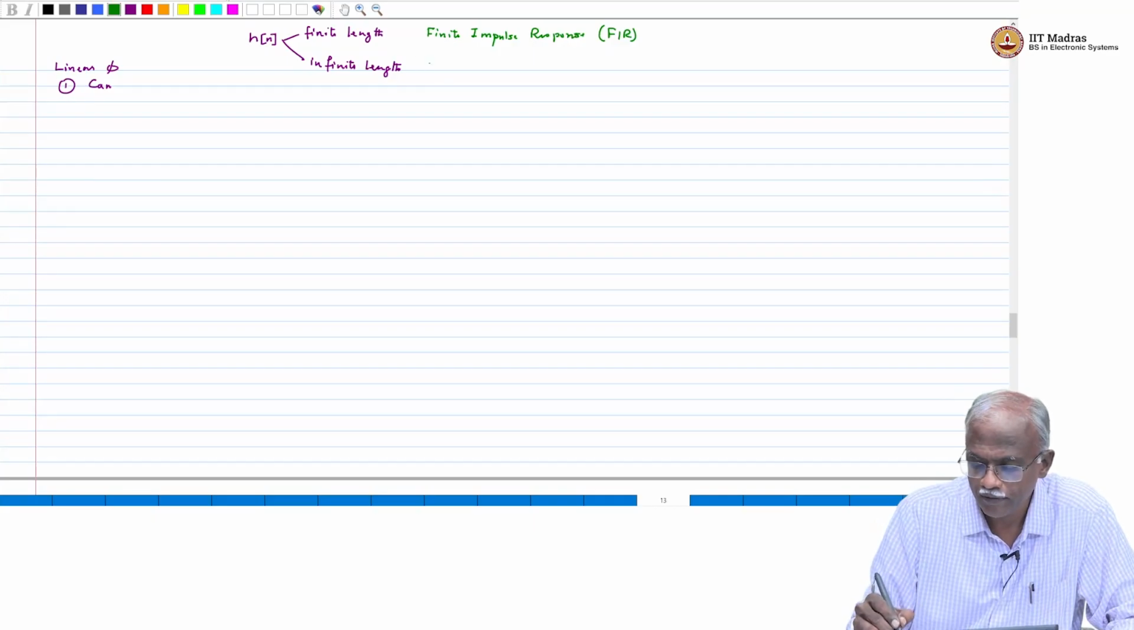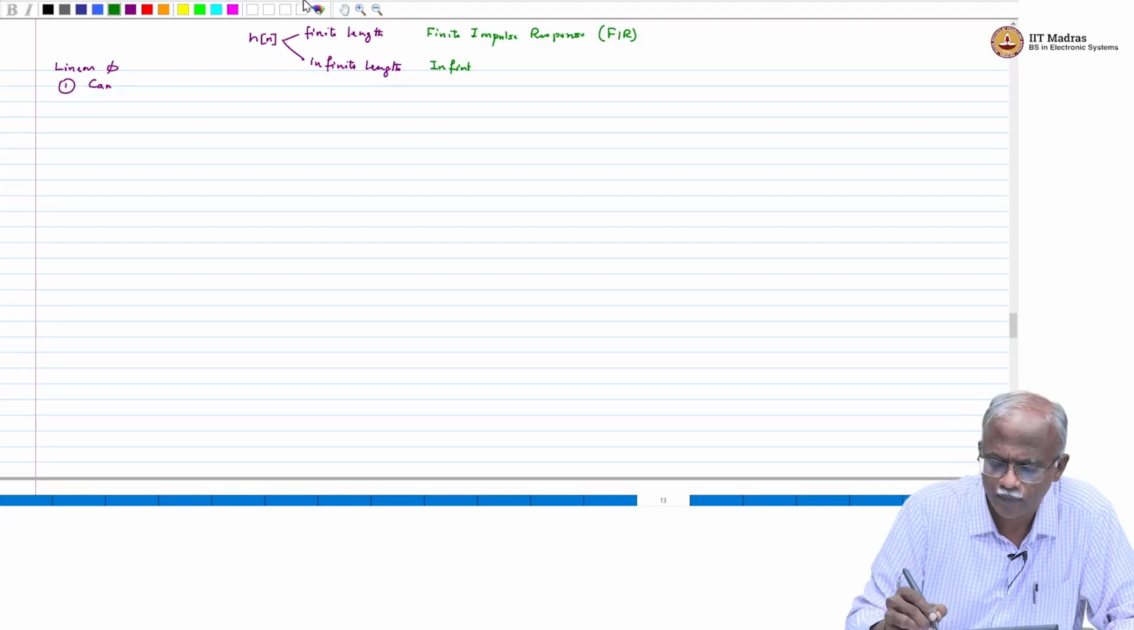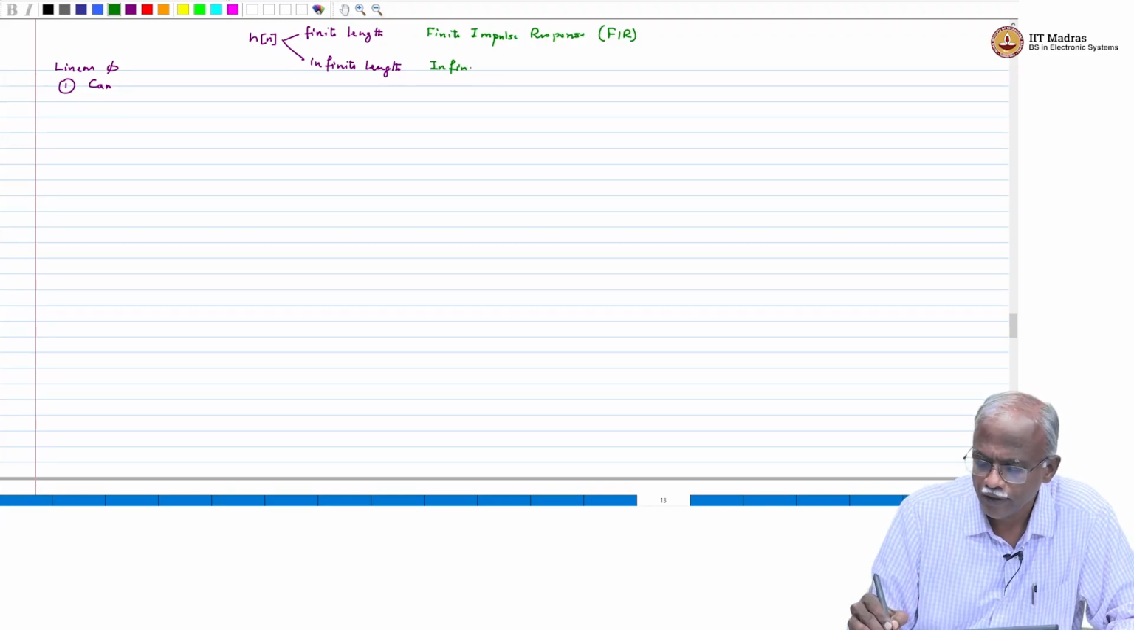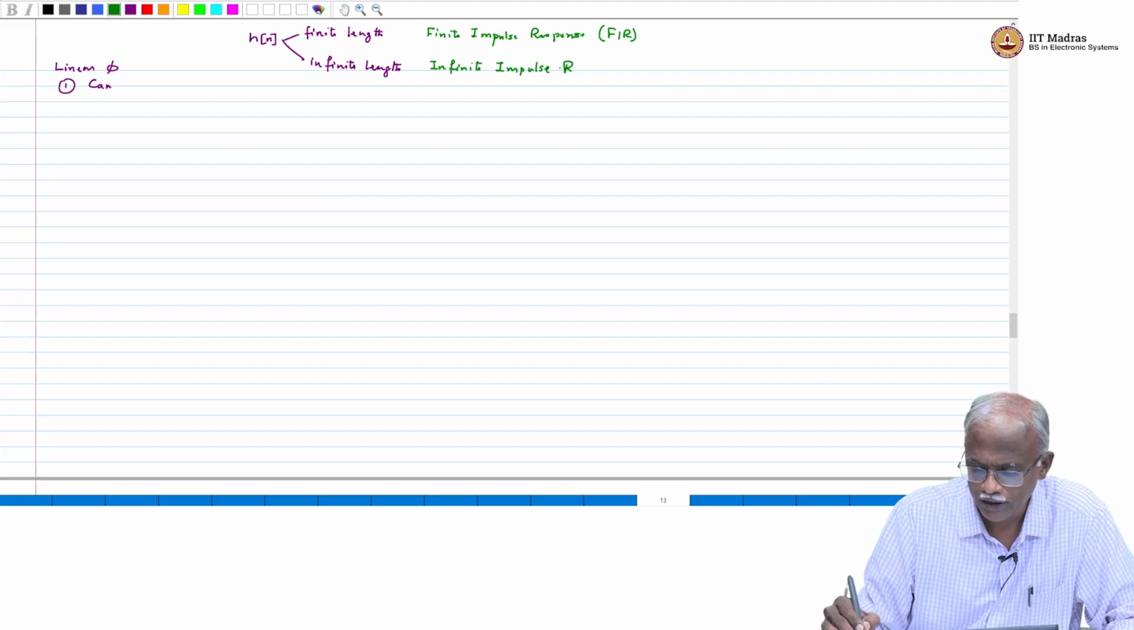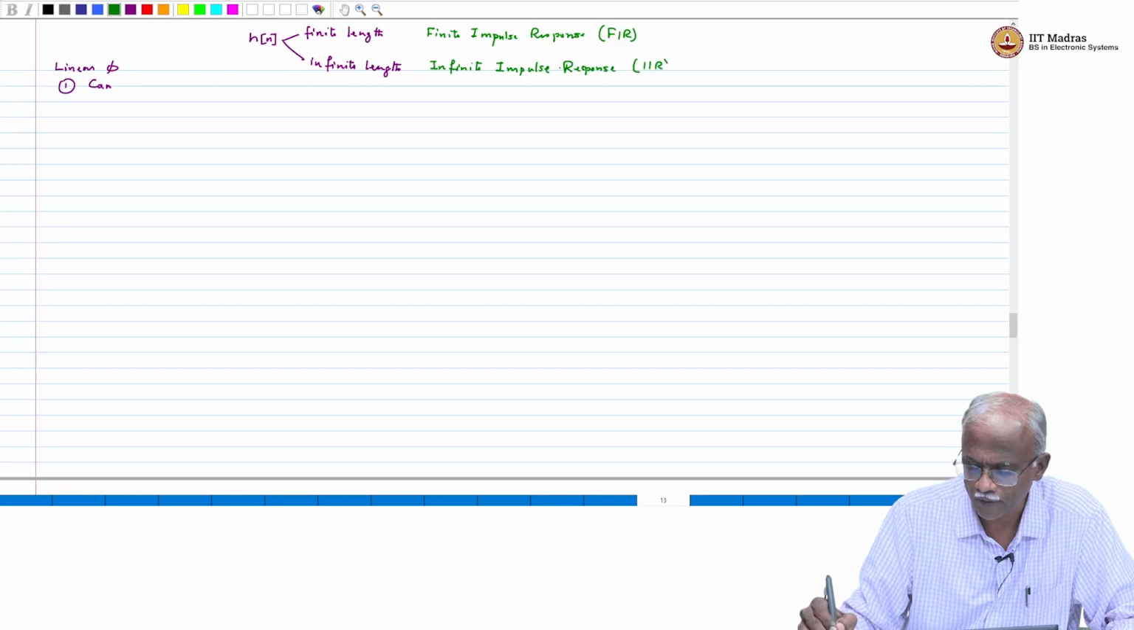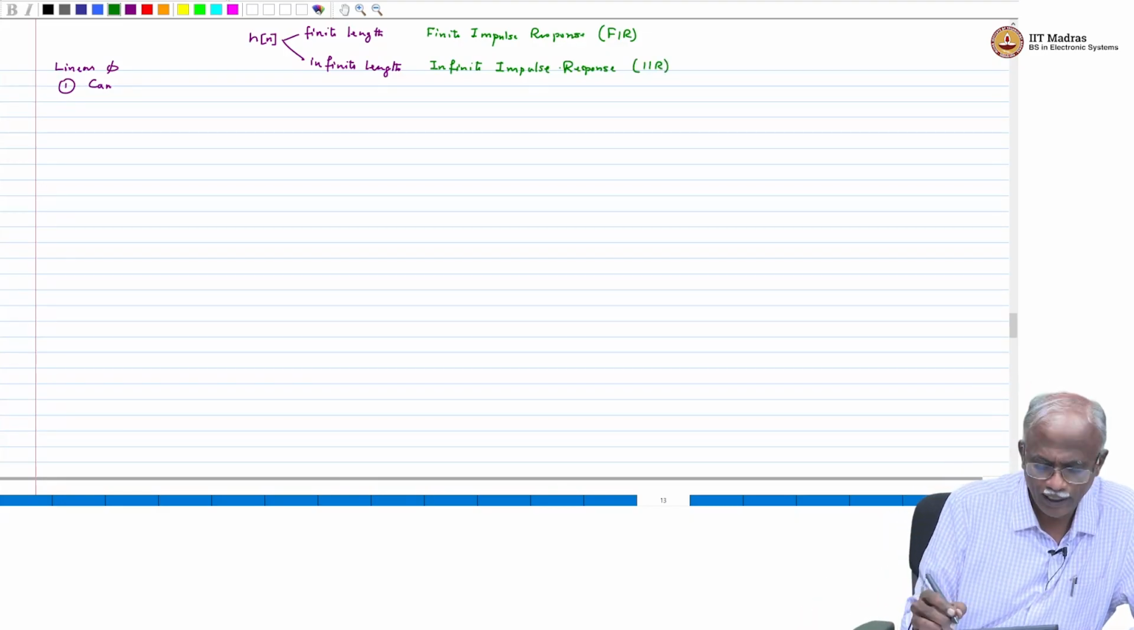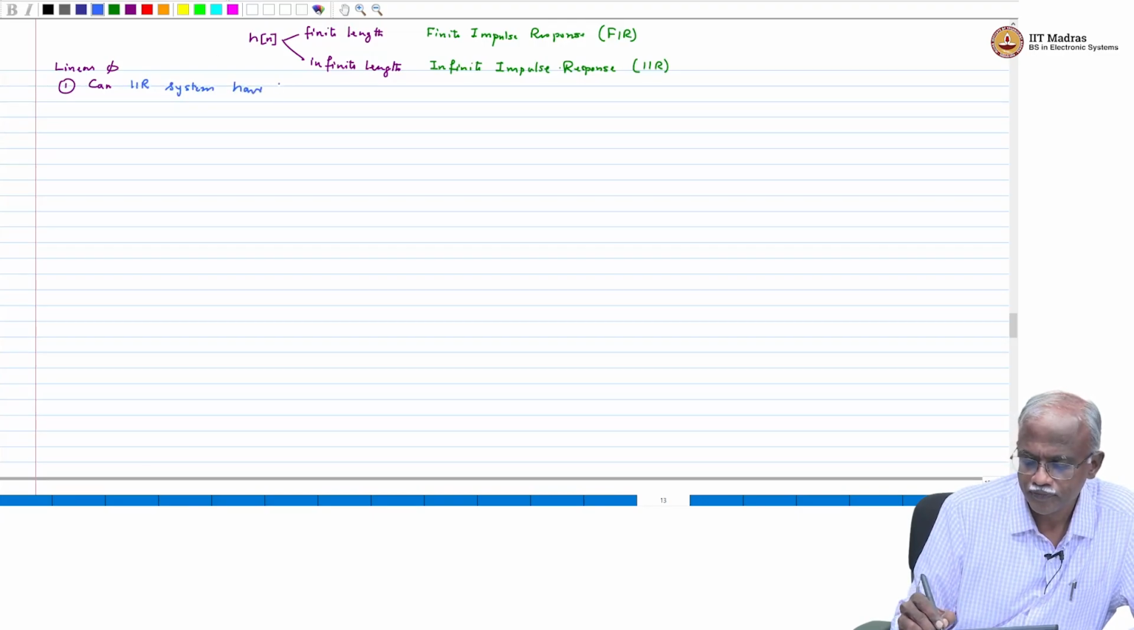And correspondingly, we have an infinite length system. We call it infinite impulse response, IIR. FIR and IIR. These are the two categories that we will encounter in terms of LTI systems. So using that acronym, can an IIR system, LTI system, have linear phase? Yes or no?